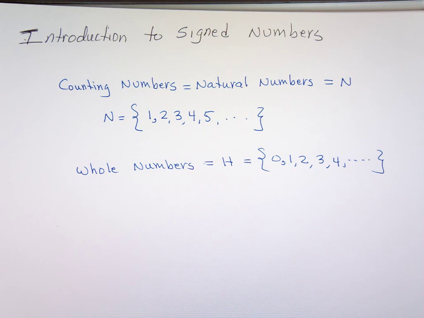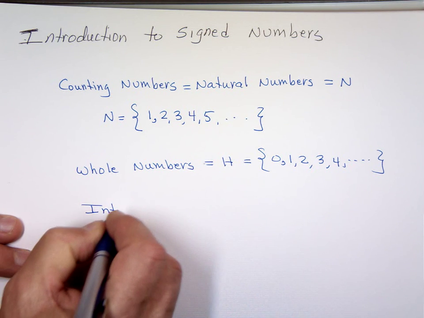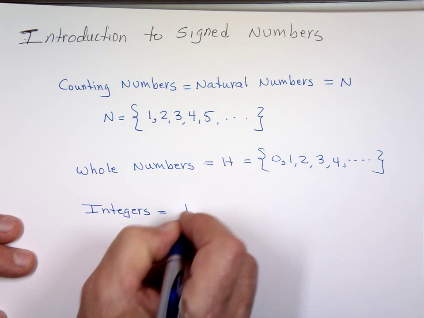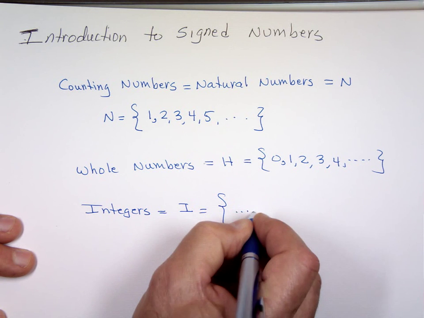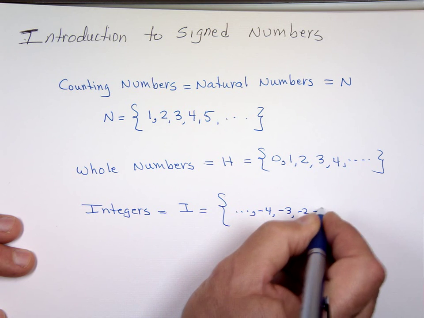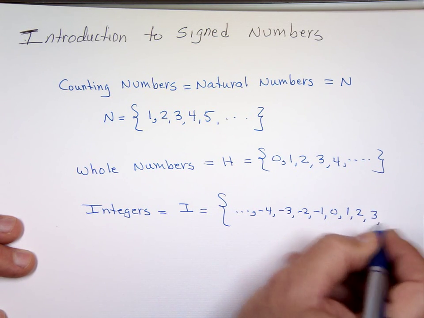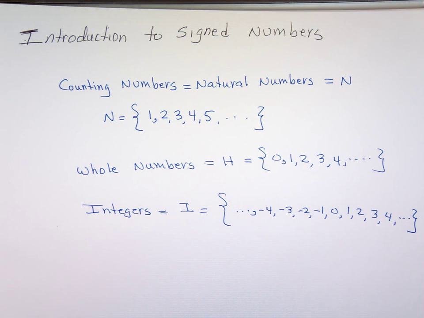Well, today we're going to be talking about positive and negative numbers. So those are called integers. Integers given the letter I. So it's like -4, -3, -2, -1, 0, 1, 2, 3, 4. Integers.